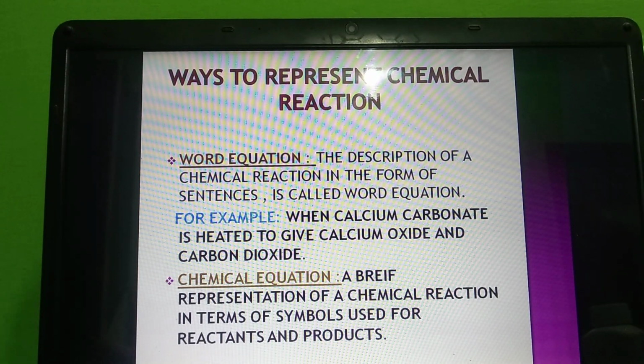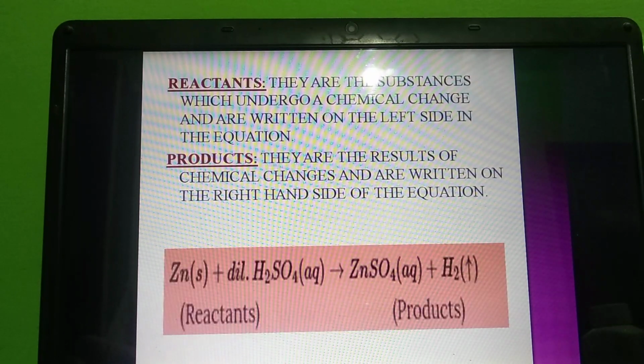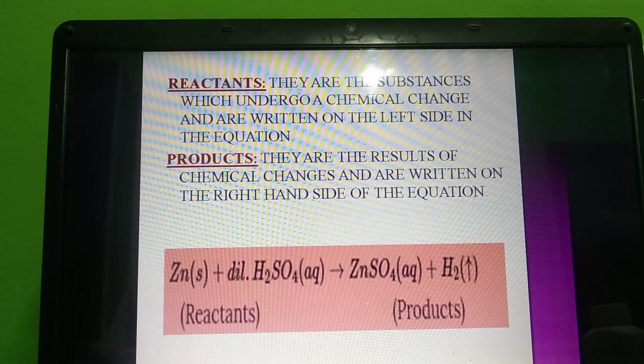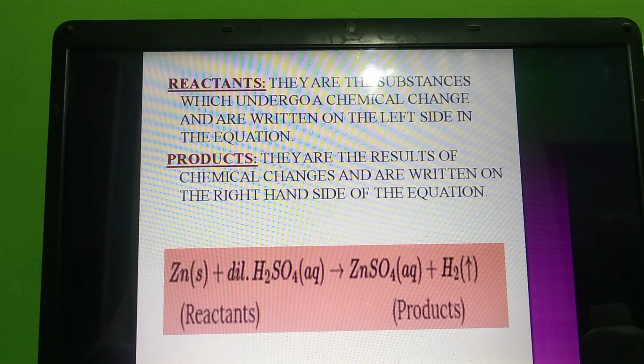Second comes the chemical equation. It is a brief representation of a chemical reaction in terms of symbols and formulas used for reactants and products. So basically here we use symbols and formulas for reactants and products. Now we should understand what is a reactant and what is a product. Reactants are the substances which undergo a chemical change and are written on the left side of the equation, whereas products are the result of chemical changes and are written on the right-hand side of the equation.